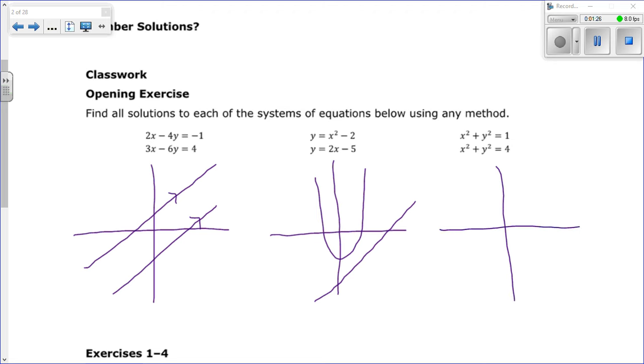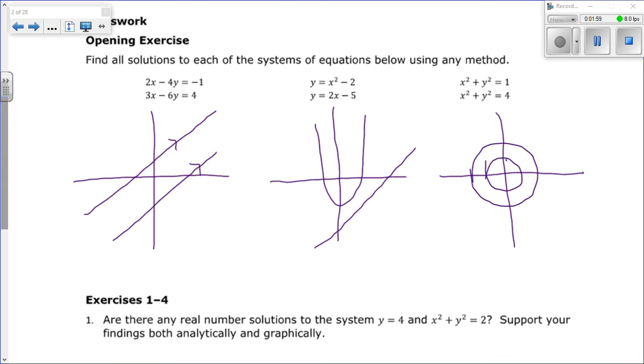And then for this one, it's actually easiest to do without a calculator. X squared plus y squared is a circle, and it equals 1. So you're just going to have a circle centered at the origin with a radius of 1. And then for this one, it's going to be x squared plus y squared, another circle centered at the origin with a radius of 2. So it's going to look like this. So they're two concentric circles, so therefore they don't intersect. So all three systems have no real number solutions.